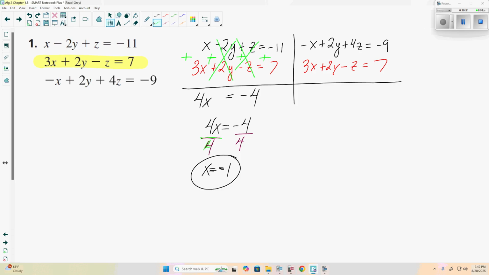The only time I would is if we do this, we would subtract, because 2y minus 2y is 0. Negative x minus 3x is negative 4x. Okay. 2y minus 2y is 0. 4z minus negative z, well, the negative makes a positive 5z. Negative 9 minus 7 is negative 16, yes? Okay. Questions on this so far?